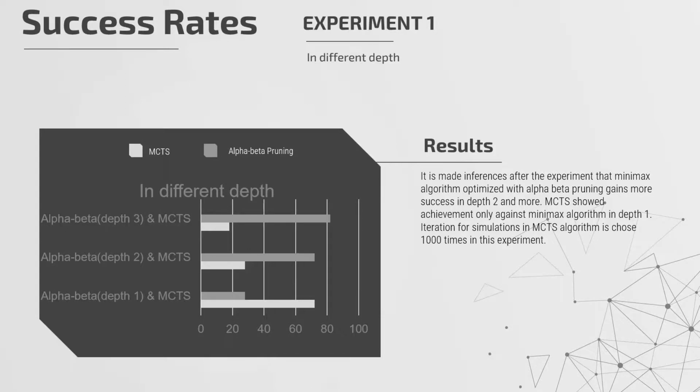The first experiment is carried out with Monte Carlo search and alpha beta algorithms at different depths of alpha beta, which are 1, 2 and 3. As you can see from the graph, alpha beta, which is shown in gray color, gains more success at depth 2 and more. Monte Carlo search showed achievement only against the Minimax algorithm at depth 1.